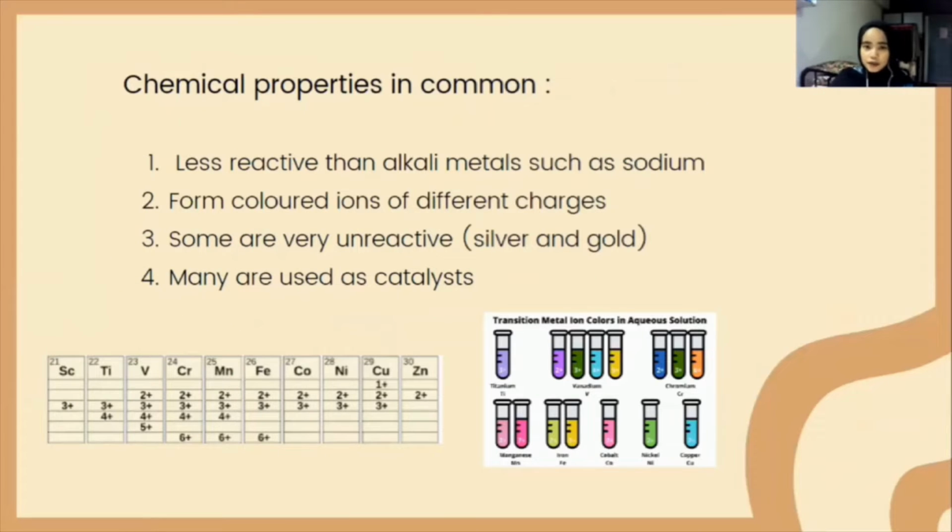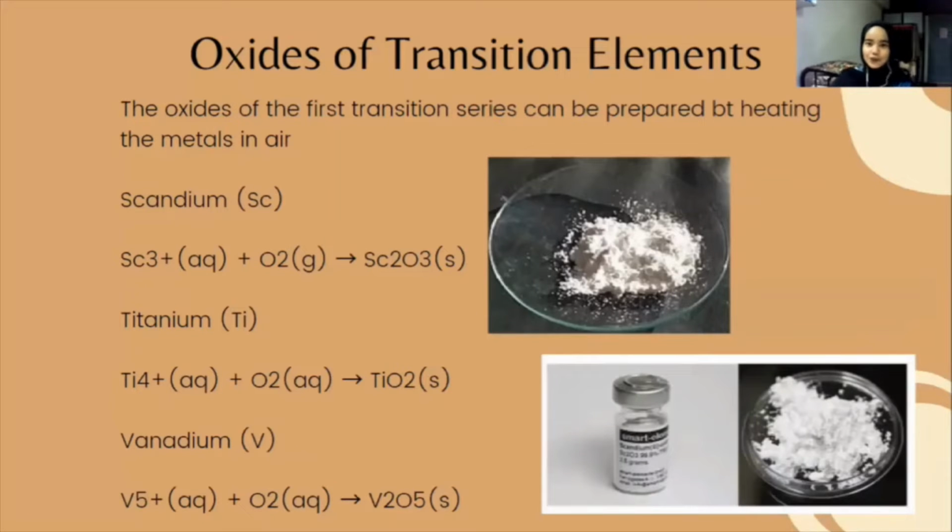Their chemical properties in common are that they are less reactive than alkali metals such as sodium. Next, they form colored ions of different charge. Some are very unreactive, which are silver and gold, and lastly, many are used as catalysts. Next, I'm going to pass the presentation to Nuryn Syazwa.